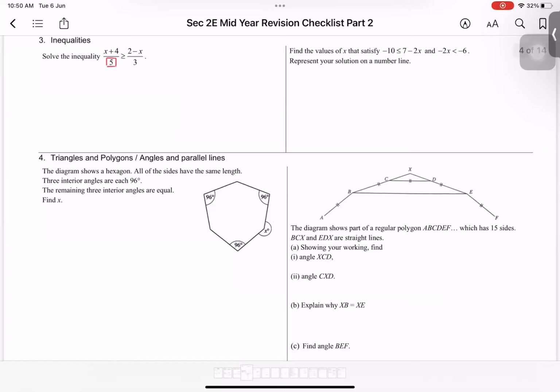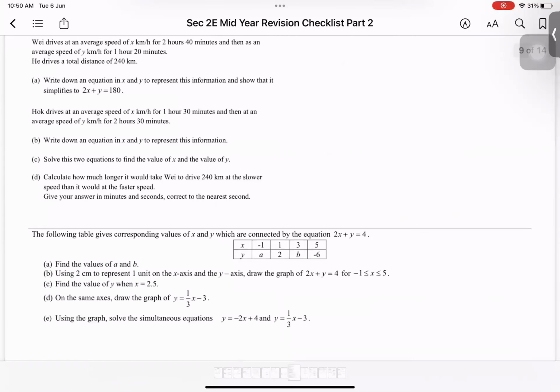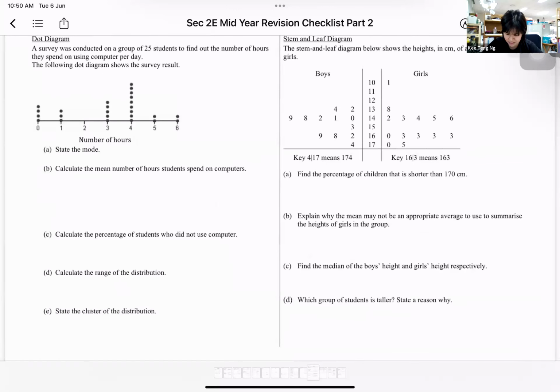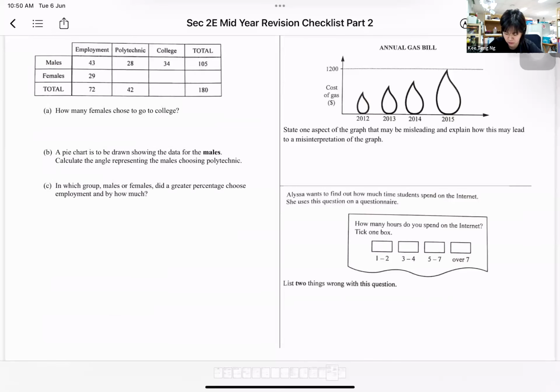Holiday to Japan? Who? I also want to go on holiday to Japan. I never went to Japan before. Is it? Wait, how come I don't have the question? Somebody go on holiday to Japan.